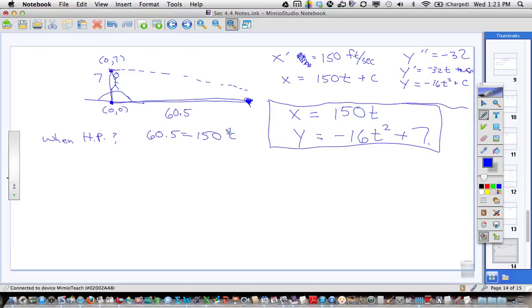This is the part you are going to have to be able to do. You're going to have to be given an equation that represents horizontal and vertical position of some object and be able to use those equations in a proper way. So when's it cross home plate? When its x is 60.5. So we solve that and we get what?